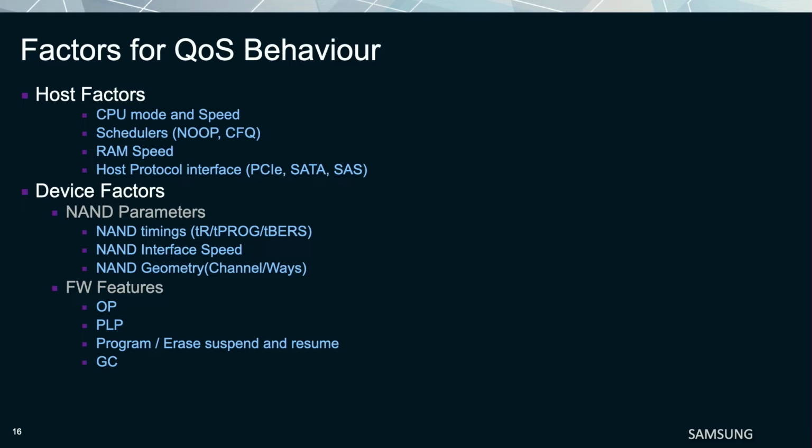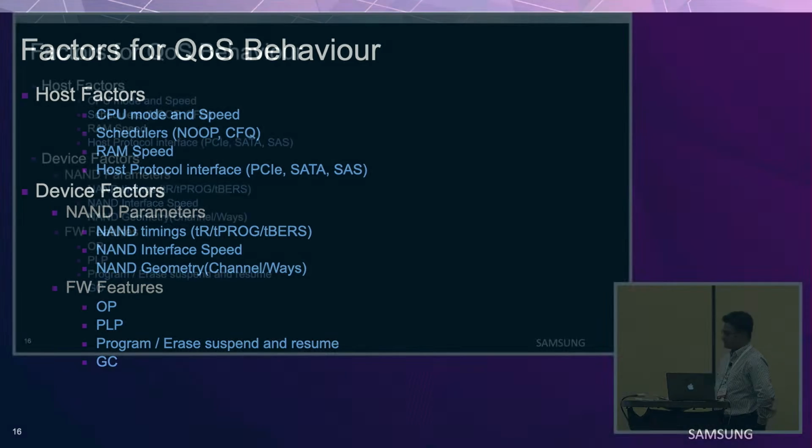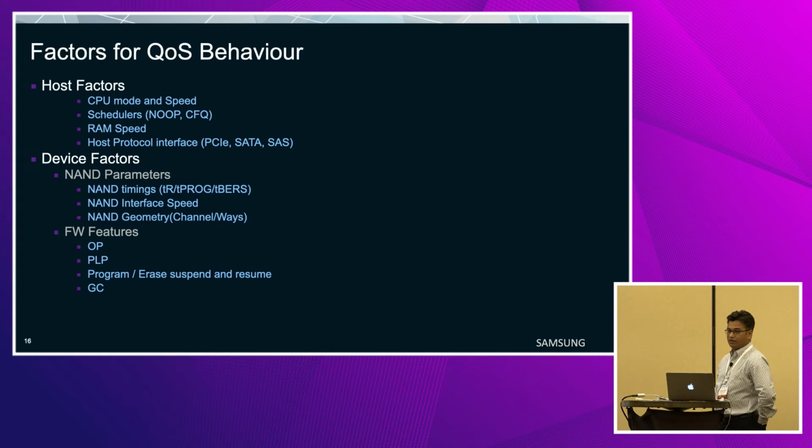NAND parameters, NAND timings, NAND interface speed, NAND geometry, OP, PLP (power loss protection), program erase suspend and resume, and garbage collection. So these are basically... the first, NAND parameter, is intrinsic to the NAND. We can't do anything. These are related to software. We can play a trick here.